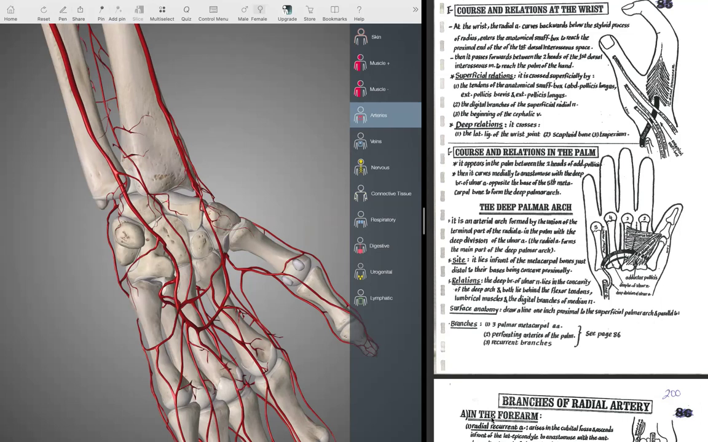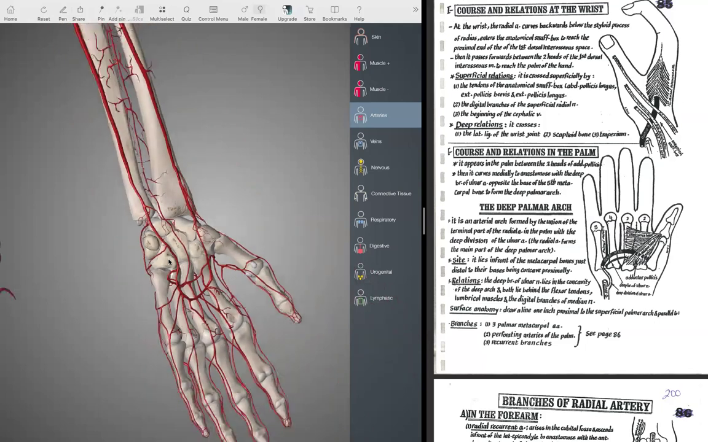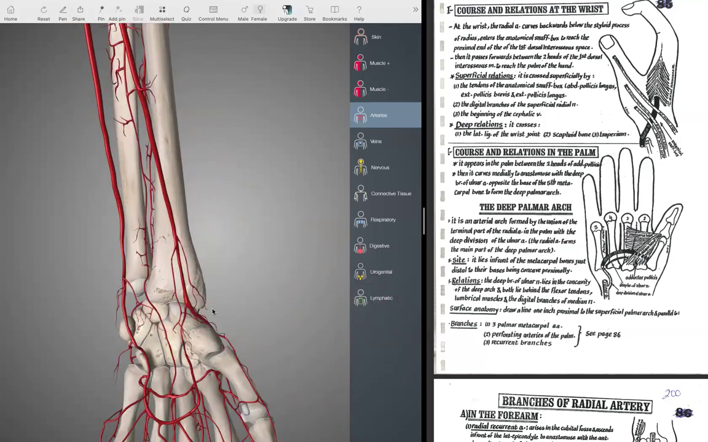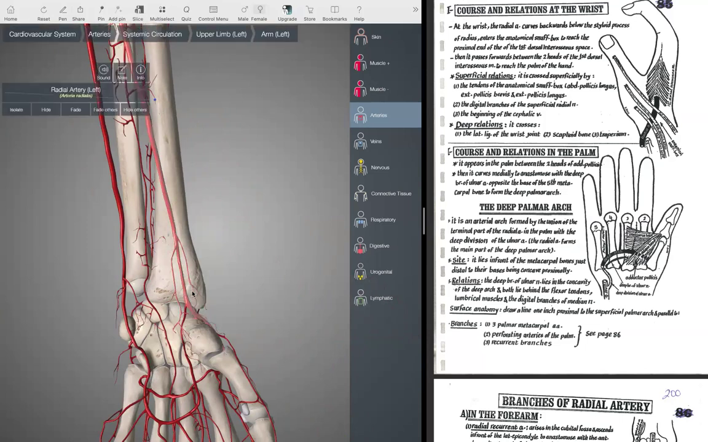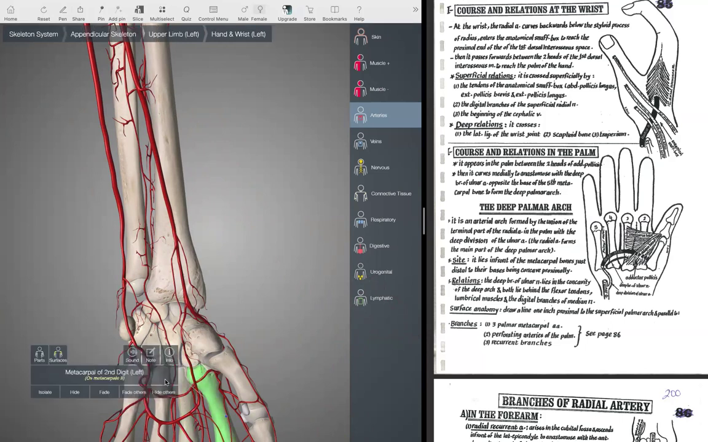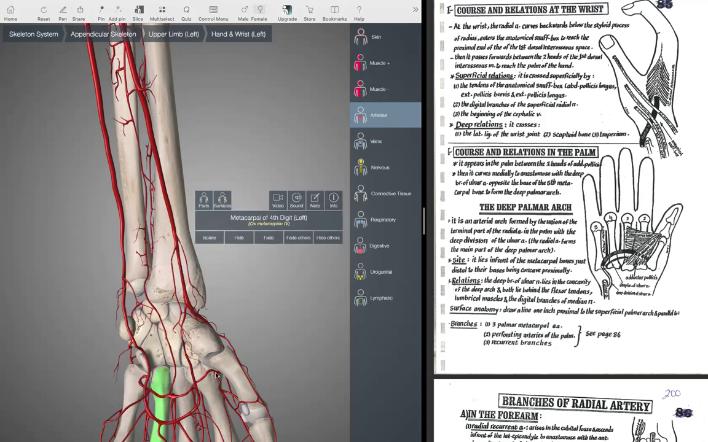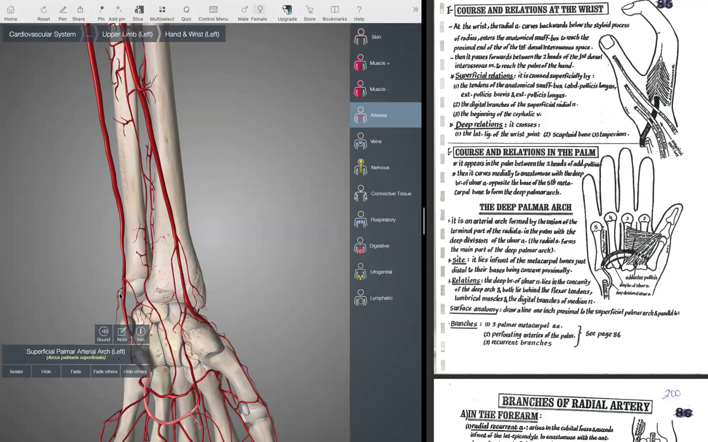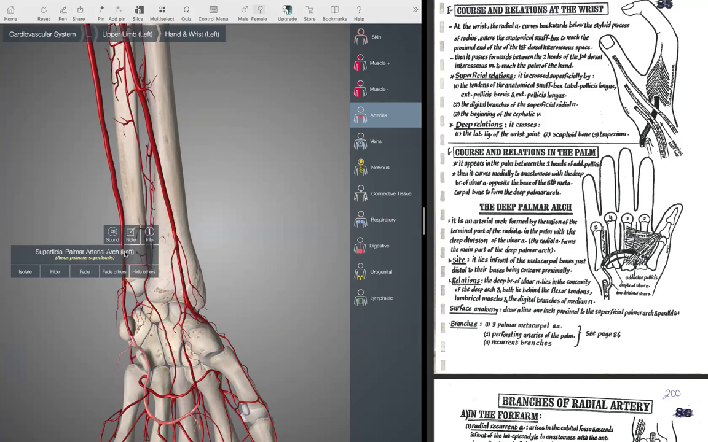We said they lie near the bases of the metacarpals and they end as what? As the radial artery. So the radial artery becomes the deep palmar arterial arch. It lies in front of the bases of the metacarpal bones on the palmar side, and it anastomoses with the superficial palmar arch or the superficial division of the ulnar artery.